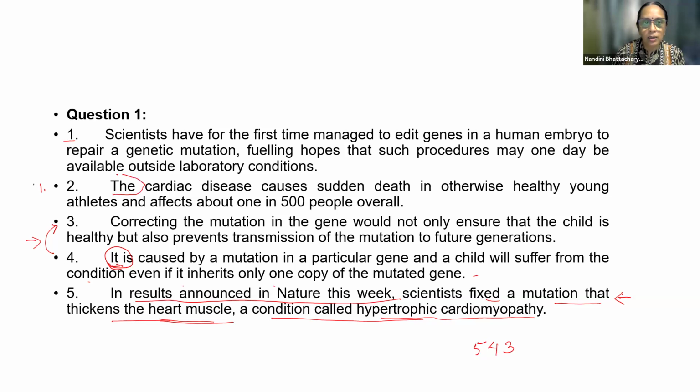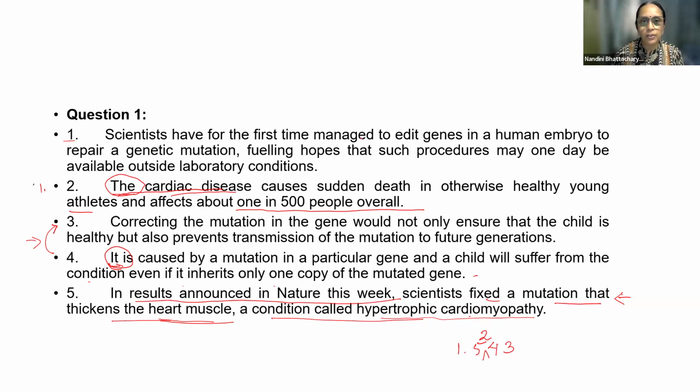Now, the cardiac disease causes sudden death in otherwise healthy young athletes and affects about 1 in 500 overall. The cardiac disease, what does the cardiac disease refer to? That condition. The condition. So now 2 comes in between. So what is left? 1 is your introductory sentence then.